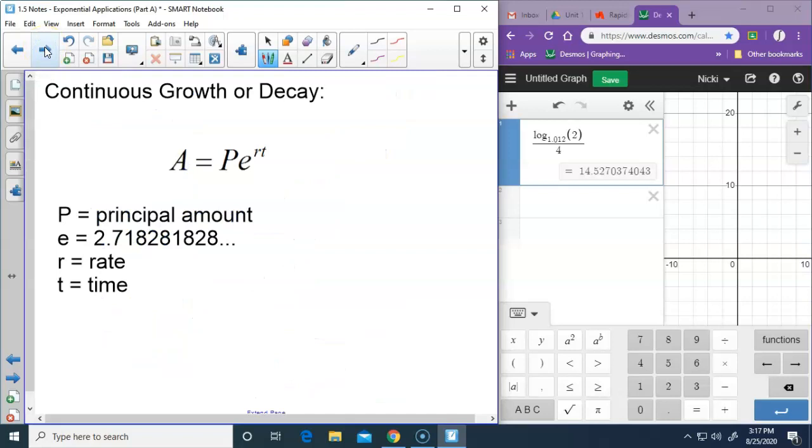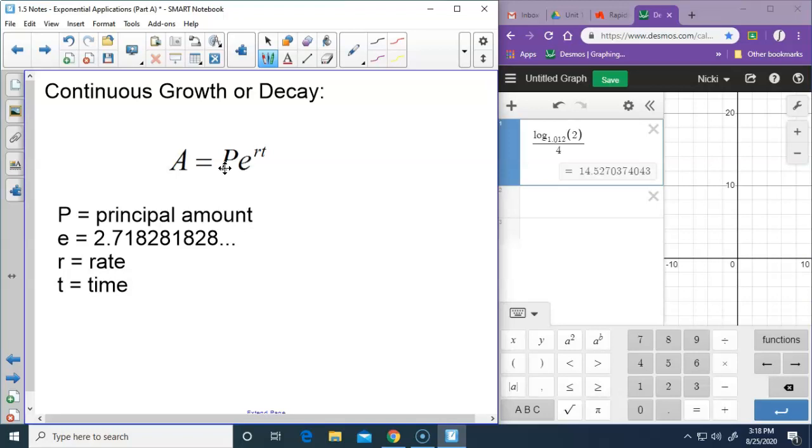Now, the first ones that we looked at were dealing with compounded interest, but there is another type of compounded interest that is used often, and that is continuous compounded interest. Continuous growth and decay can also be used quite frequently for population growth. And so in this equation, you'll have A equals P e to the rt. P stands for your principal amount here. It's like your A in our other exponential equation. e is a fixed number. It is 2.718281, and so on. It's kind of like pi. Pi is always 3.14159. And so this is a fixed number.